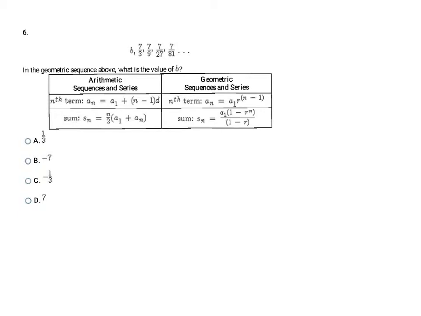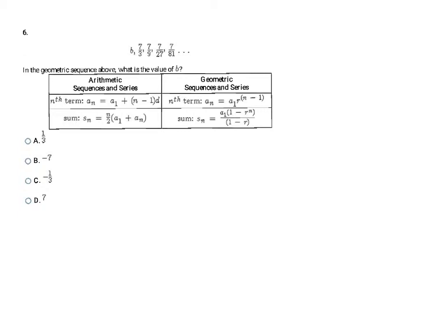Okay, this question here, we are given the geometric series, and I want to know what is the beginning value, the value of b. So what you could do is use this first formula here where it's talking about the number of terms, and you could just solve for a1. Or you could think about it, okay, I need to find what is being multiplied by each time.